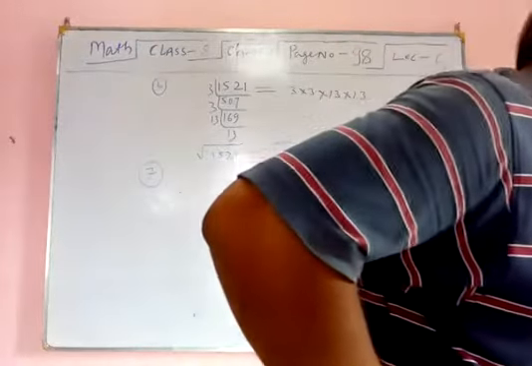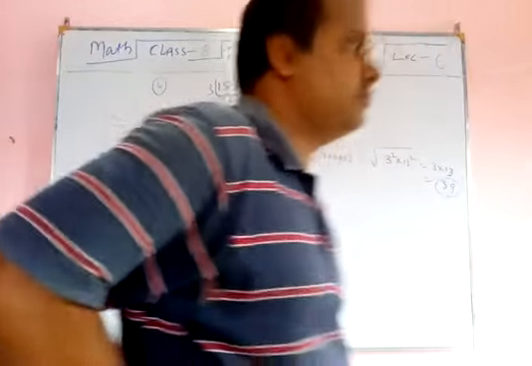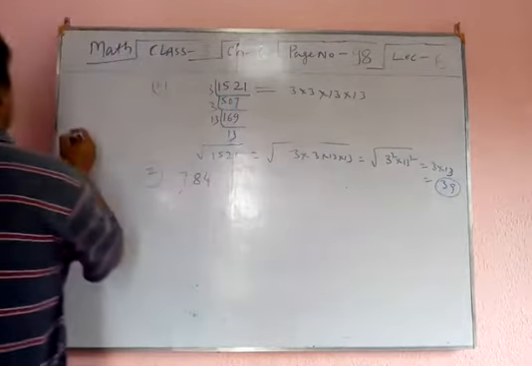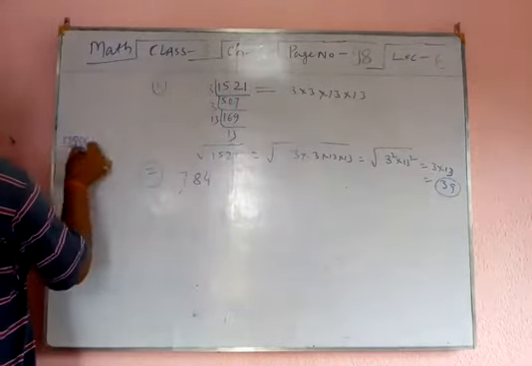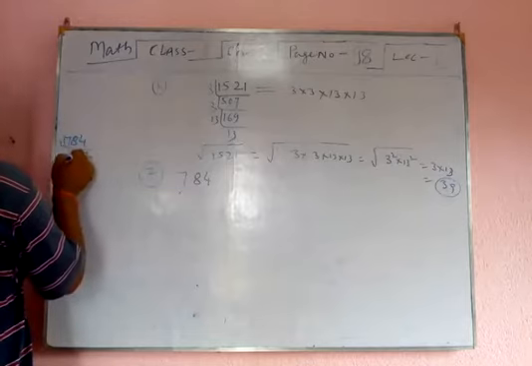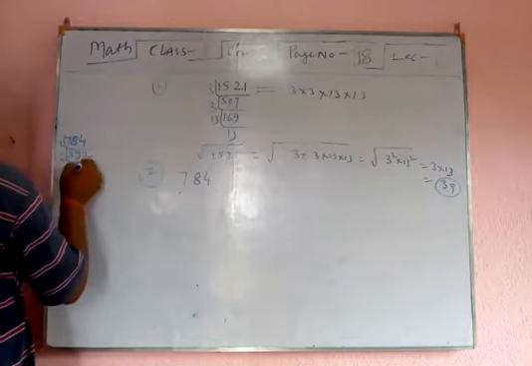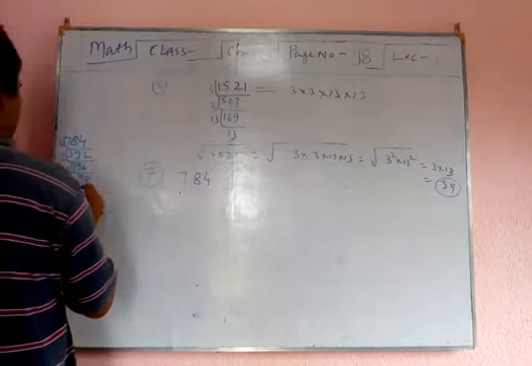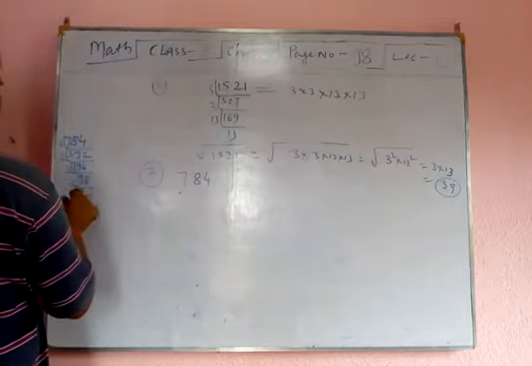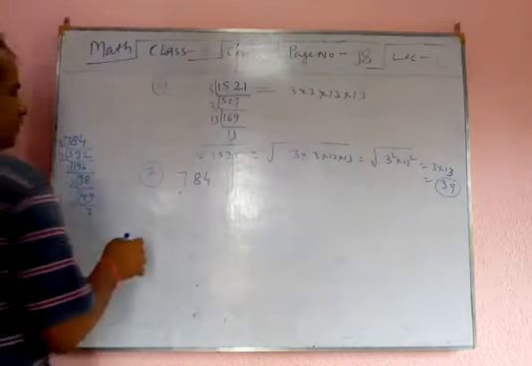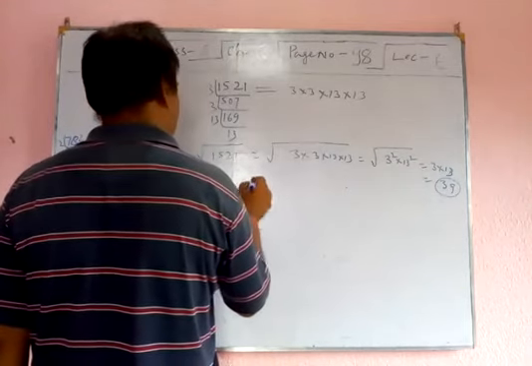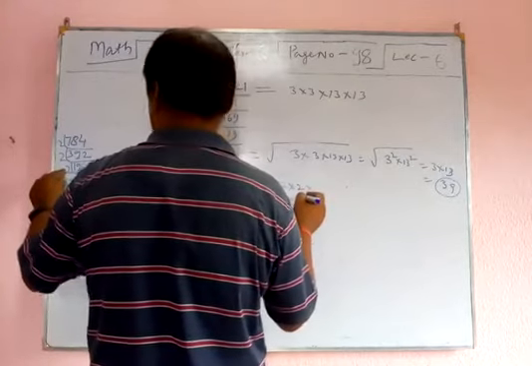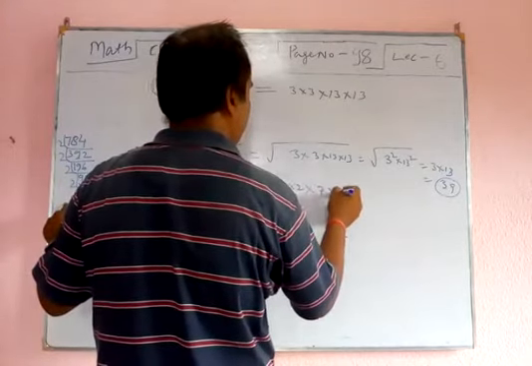Example number 7. Find the square root of 784. 7, 8 and 4. So 7, 8, 4 we will do here. 2 times, then 2, 2, then 7, 7. So 784 is equal to 2 into 2 into 2 into 2 into 7 into 7.